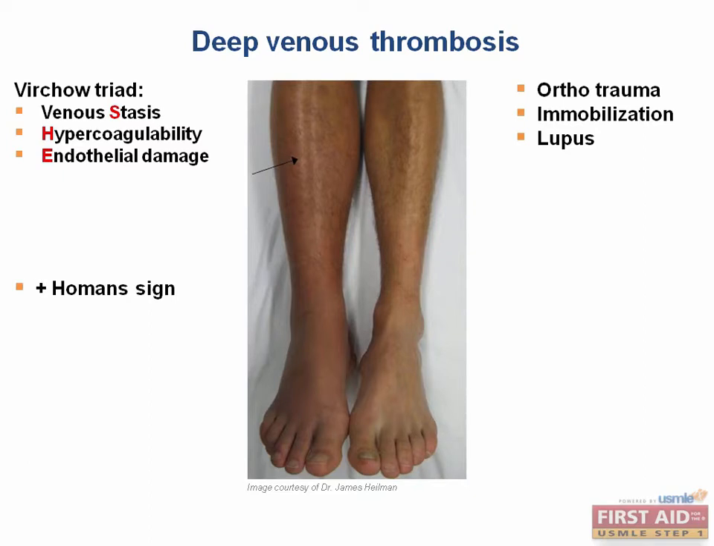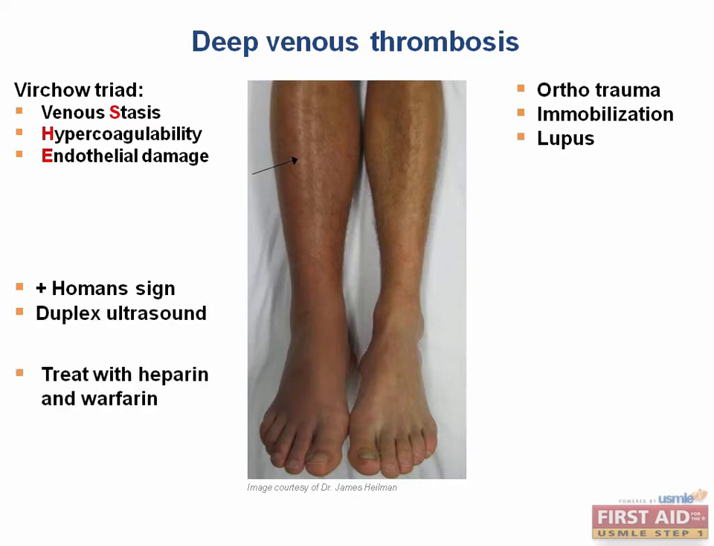Homan's sign is tenderness of the calf muscle with passive stretching such as dorsiflexion of the foot, and can be an indication of DVT. However, Homan's sign is usually not very sensitive or specific. In fact, many DVTs are totally asymptomatic. Because of this, you usually try to make the diagnosis with duplex ultrasound of the extremity in question. Now, how would you treat a DVT?